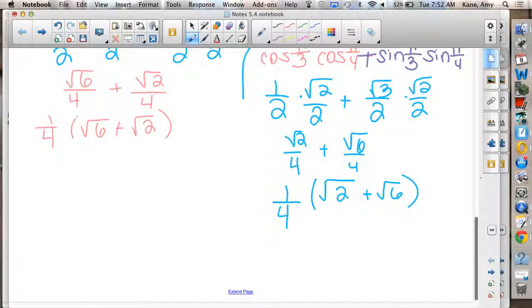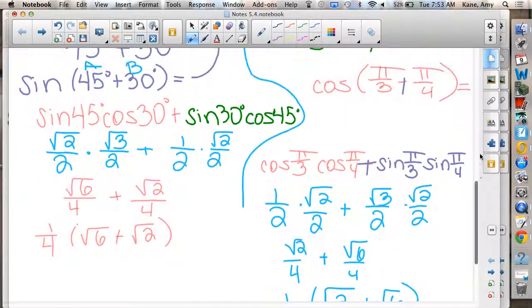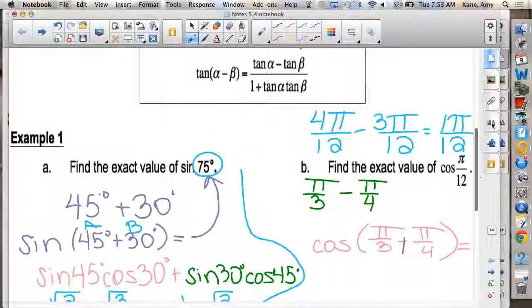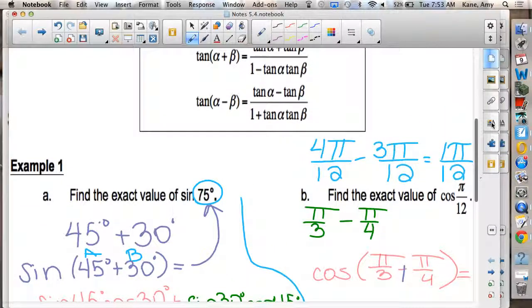Does anybody know what is special about the angles that we have up here? 75 degrees, pi over 12. We learned about these angles. They're on that sheet too. What do you think pi over 12 would be in degrees? Just taking a shot at it.